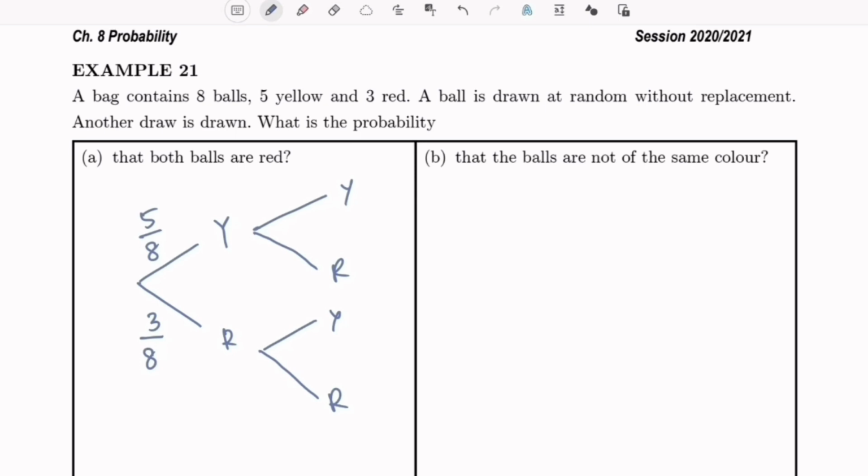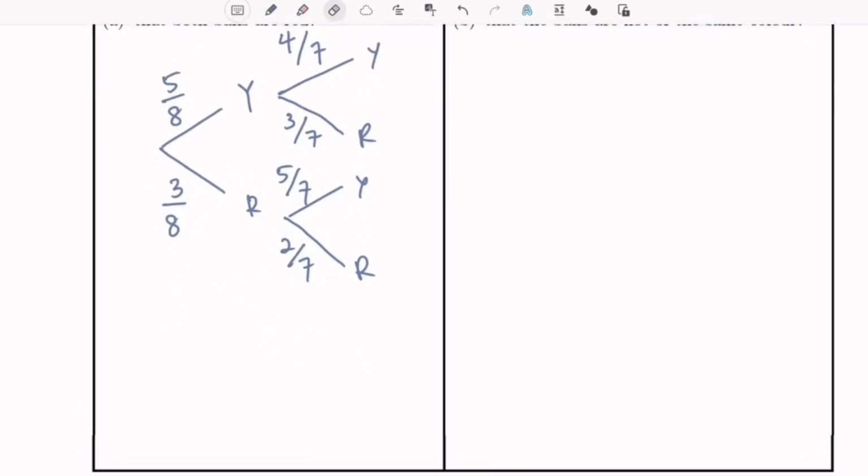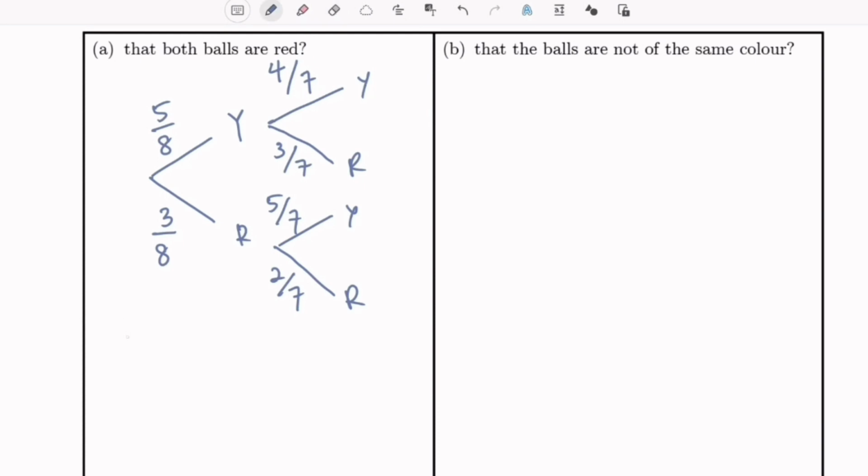For the second draw, if we have picked a yellow ball previously, then we are left with 4 yellow balls and a total of 7 balls altogether. So for the red ball, the probability is going to be 3 over 7. If we have chosen a red ball previously, then the probability of picking a yellow ball for the second draw is going to be 5 over 7, and red ball will be 2 over 7. The question is asking for the probability of picking a red ball twice. So we have to multiply along the branches.